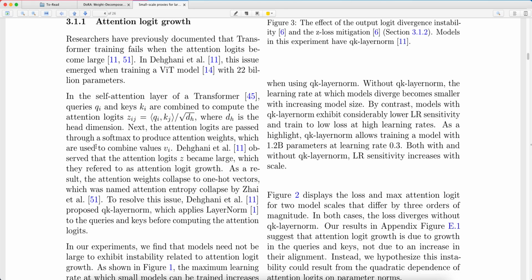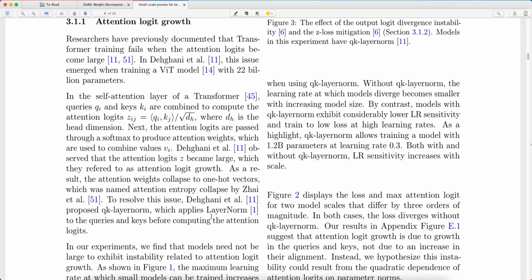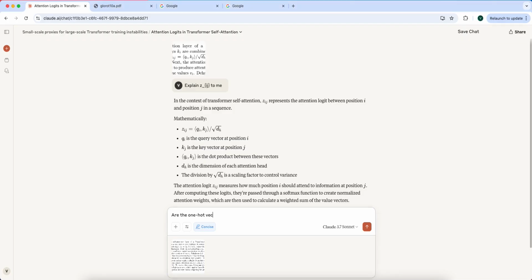All right, so let's continue this and say, are the one-hot vectors a result of softmax of large values going to 1 and softmax of small values going to 0?